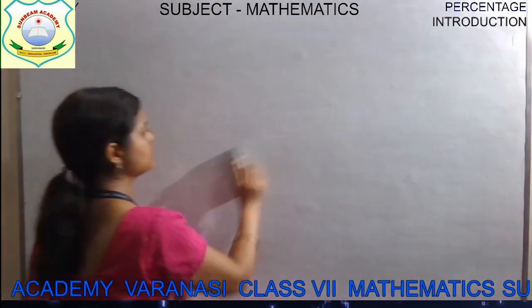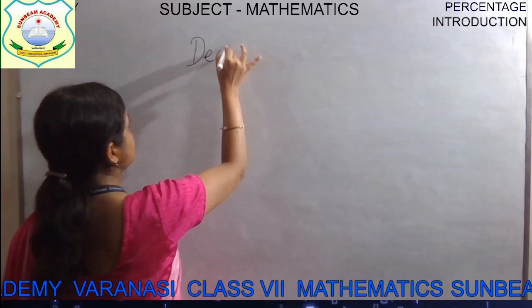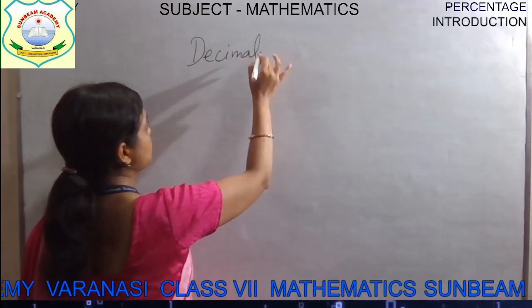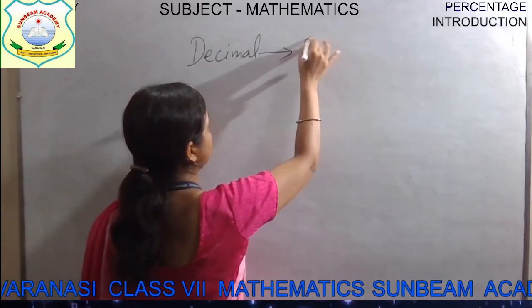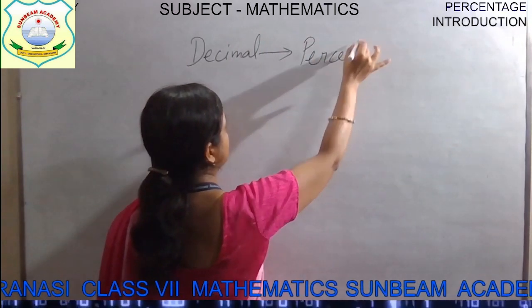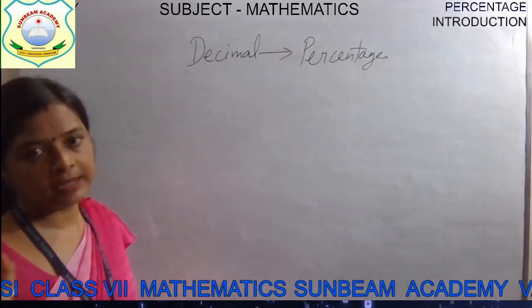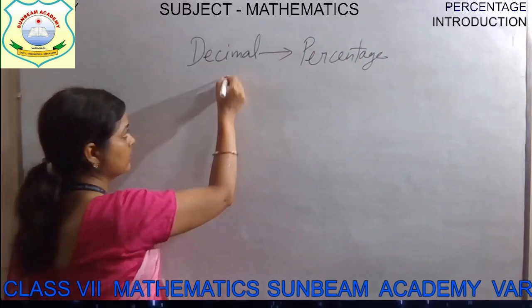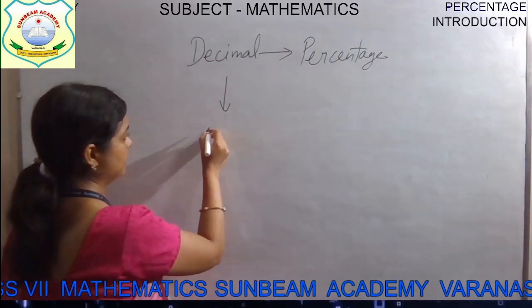Decimal. Now, children, you are having a decimal. For example, you have a decimal value and you have to convert it into percentage. To convert any value into percentage, you have to multiply it with 100. Now see, I am taking a decimal number.